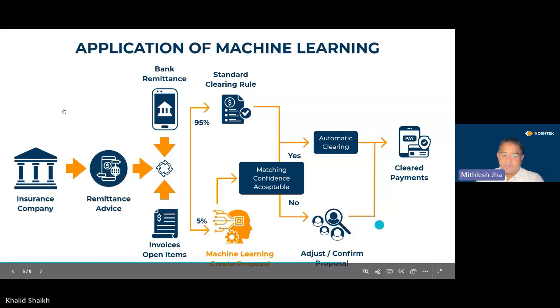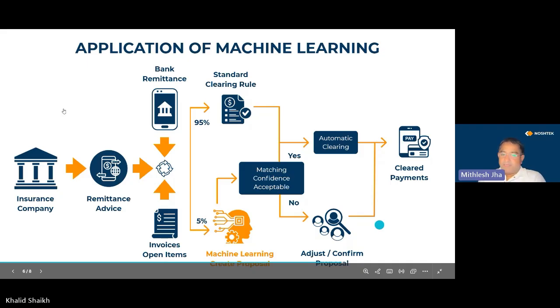You have invoice items that contain details about what the payments are coming in for. All this information is important and is considered during the standard clearing rule processing. So what happens is the clearing process within SAP will take the information that comes from the remittance advices, take the open invoices, and then try to match them based on the rules that we have already configured in the system.